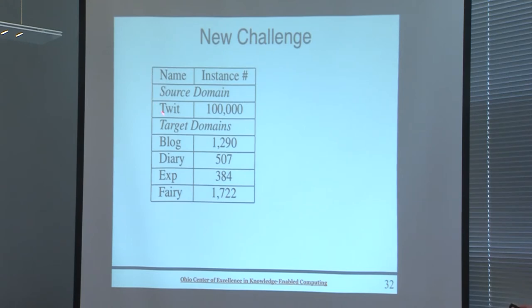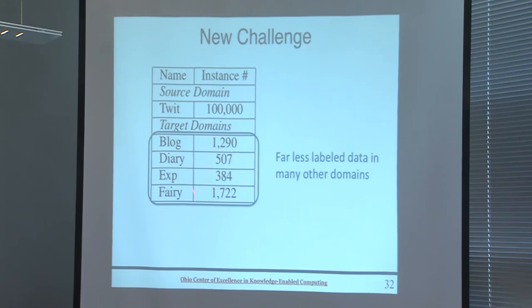We took a random sample of 100,000 tweets from the previously collected Twitter data. So we have lots of labeled tweets. But if you look at other domains, you can see that the numbers become much less. You may notice that these numbers are slightly different from the numbers that I gave previously, because for emotion annotation, people follow different standards. So that is why I just took all the common emotion labels that were used. That is why the numbers become less.